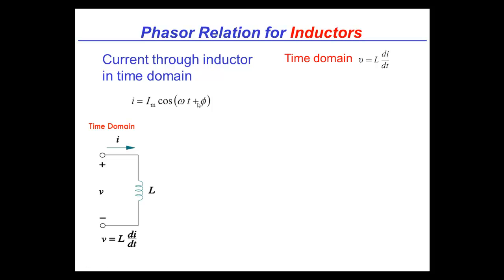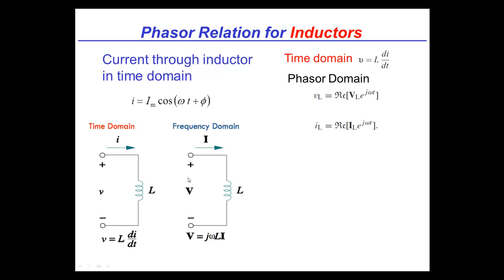Now, how are current and voltage related in the time domain for an inductor? Well, for an inductor, I know that the voltage is L times di/dt. Now we know that's true for the time domain. This expression is true in the time domain. I'm going to come back to that in a minute because this is a typical error people make when dealing with this. So, okay, this is true in the time domain.